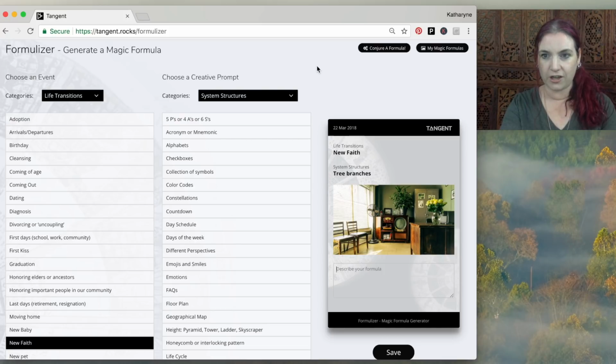Wow, you're joining a new faith and the system structure is tree branches. Wow, that's a really interesting one. So what would you give to someone to welcome them to a new faith? Let's say they've maybe joined a new church. Perhaps you could create a workbook. Perhaps you could create songs or something like that, or a prayer book, maybe a guidance. Oh, so now this gives me an idea that you could create a prayer tree, perhaps.